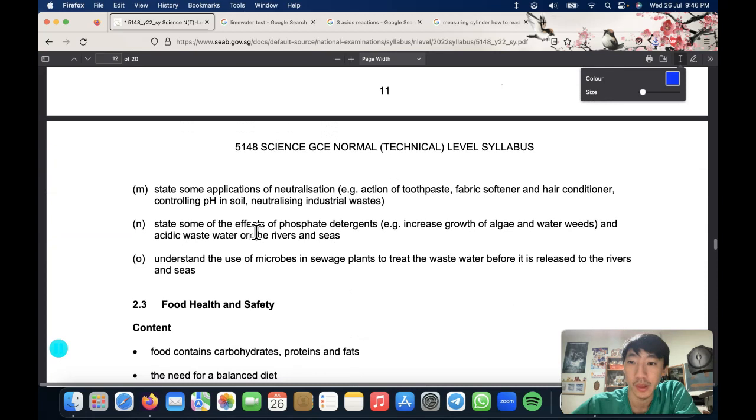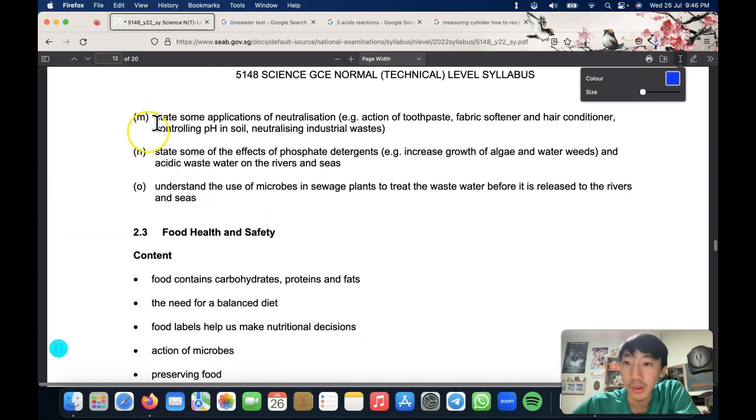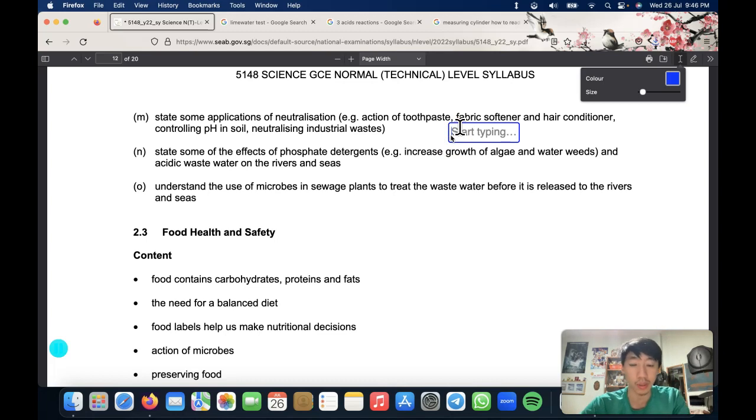Okay, three more things on this chapter. We need to state some applications of neutralization, for example toothpaste, which I already explained just now, and fabric softener. What is fabric softener? It actually contains a small amount of acid to soften the clothes.